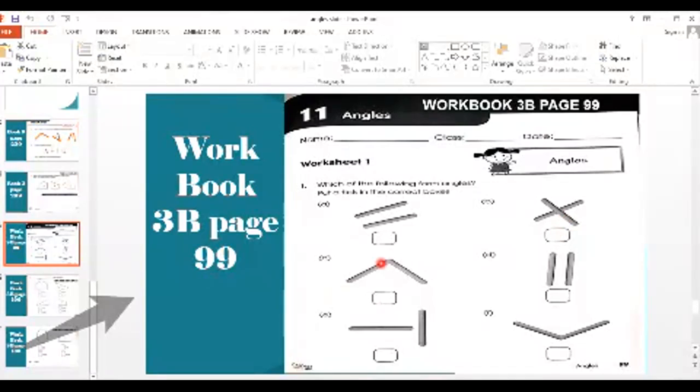There are two straight lines and they are meeting at this point. This is a point. You can see my red dot over here on the screen. So there is an angle in this picture. Now look at the picture D.